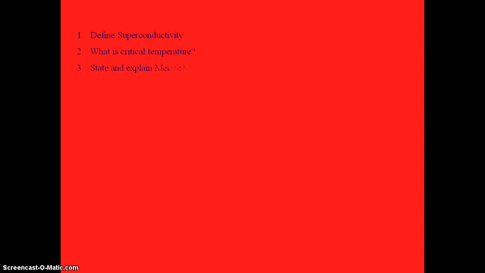Then state and explain Meissner effect. Second question, it is again of 2 marks. State and explain Meissner effect. It consists of 3 marks. It may be of 3 marks or 4 marks. Then define critical magnetic field. Again it is of 2 marks.